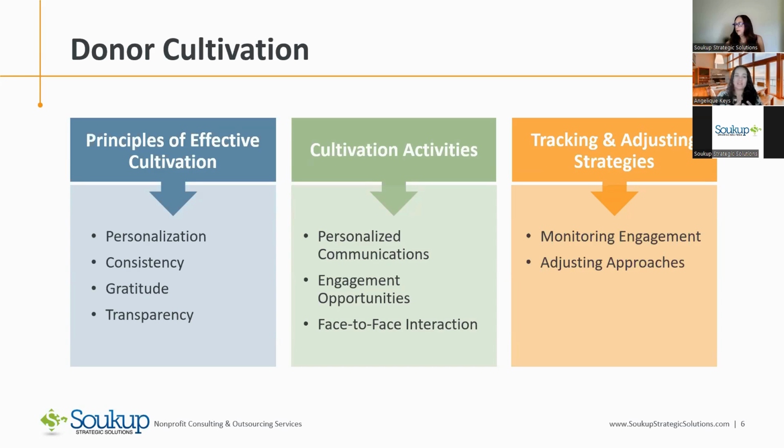That cultivation phase is about the relationship. I call it the friend raising phase, where we are really working on a personal relationship with this individual, depending on what type of gift you're thinking of, their capacity, and their interest. This could be something as simple as they're on your newsletter list and you're sending personal check-ins. If someone is a major gift prospect, this could be lunches. This could be involving your leadership.